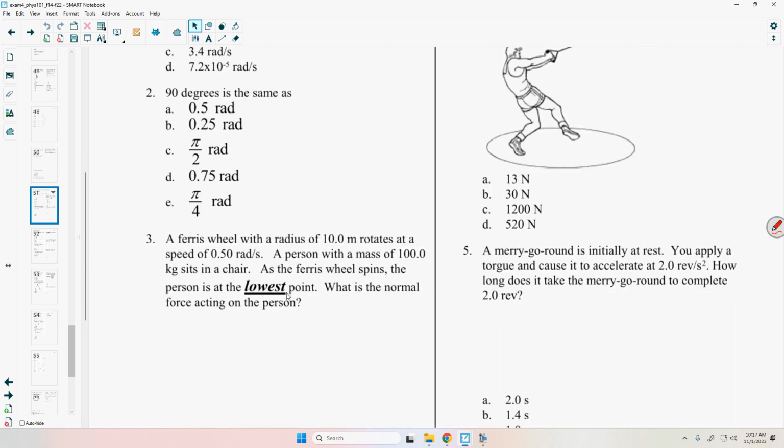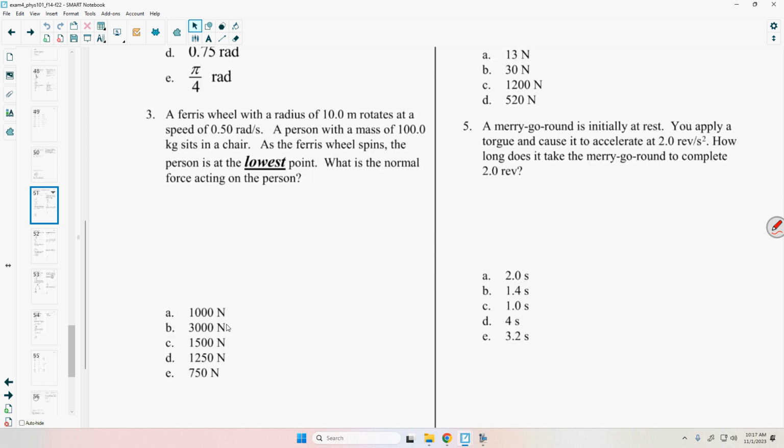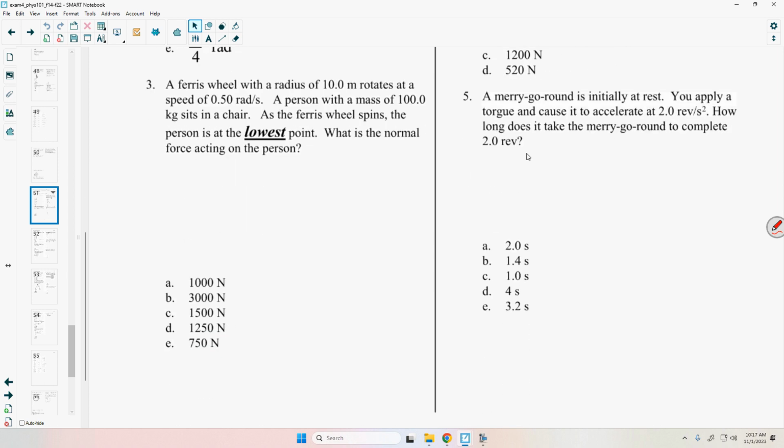Number 3 here is like the problem that we did with the yo-yo. So you're not going to see a Ferris wheel in your multiple choice, but you will see it in the free response. So make sure you can do that. Let's do number 5 here. This is a kinematics problem.